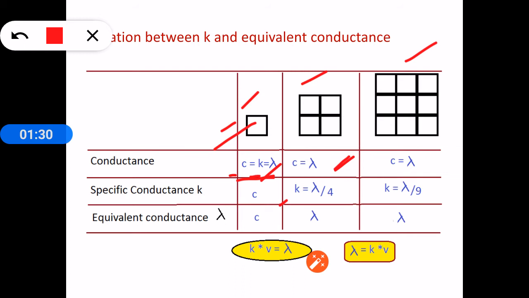Now specific conductance K is the conductance of a solution whose volume is 1 cc, or a solution taken in a cell whose electrodes are separated by 1 centimeter distance, and the area of cross section of electrodes is 1 centimeter square. Simply we can say that a solution whose volume is 1 cc, the conductance of that solution is called specific conductance.